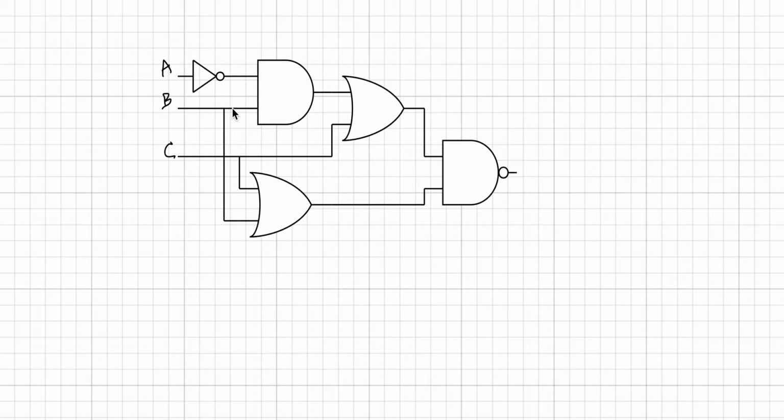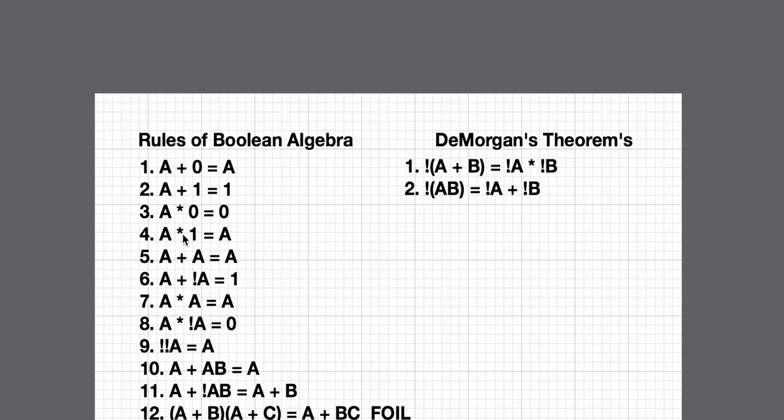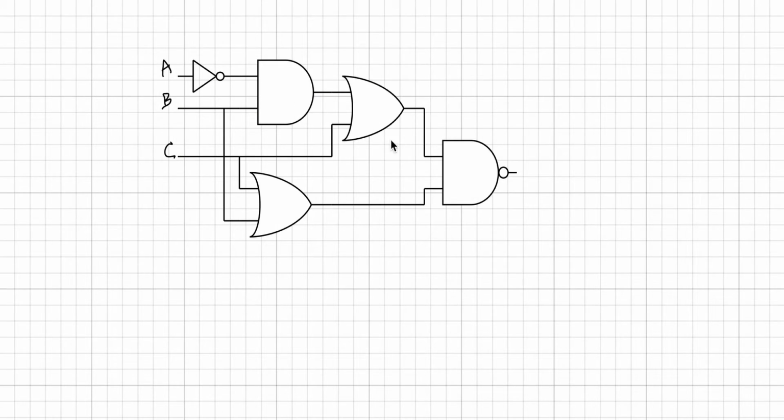What I'm going to do is show you how to use the rules of Boolean algebra to reduce this circuit. Now, back over here we talked about these various rules of Boolean algebra. I also talked about De Morgan's theorems, and we're going to use that to reduce this circuit if it's even reducible. So the first thing that we're going to do is write down what the signal looks like after each one of these different gates.